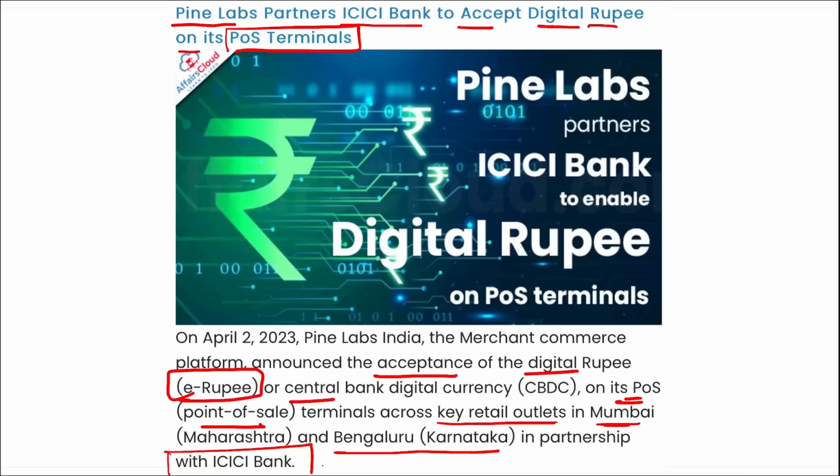The acceptance of e-rupee will provide a seamless payment option to the user and improve operational efficiency for merchants with Pine Labs point of sale terminals. Correct. If we talk about ICICI Bank, who is the managing director and chief executive officer here? Sandeep Bakshi, and Mumbai, Maharashtra is the headquarters here. It was established in 1994, and "Hum hai na khayal aapka" is the tagline for ICICI Bank. Correct. So Pine Labs has partnered with which bank? It is ICICI Bank, to accept the digital rupee, that is the e-rupee, on their point of sale terminals.